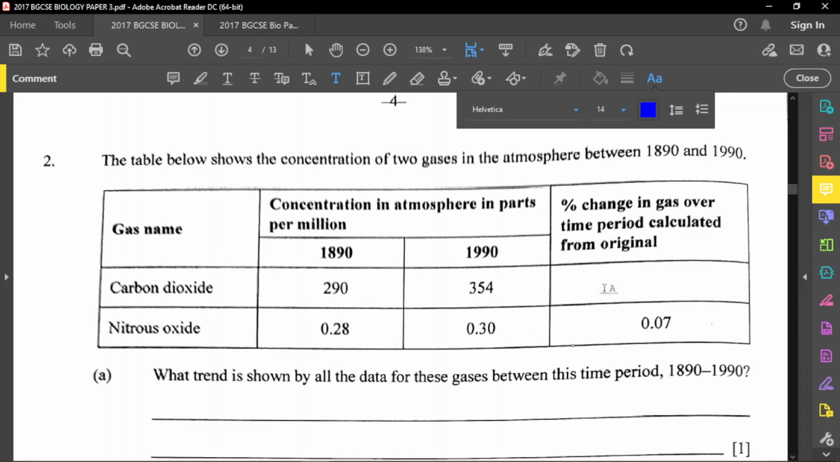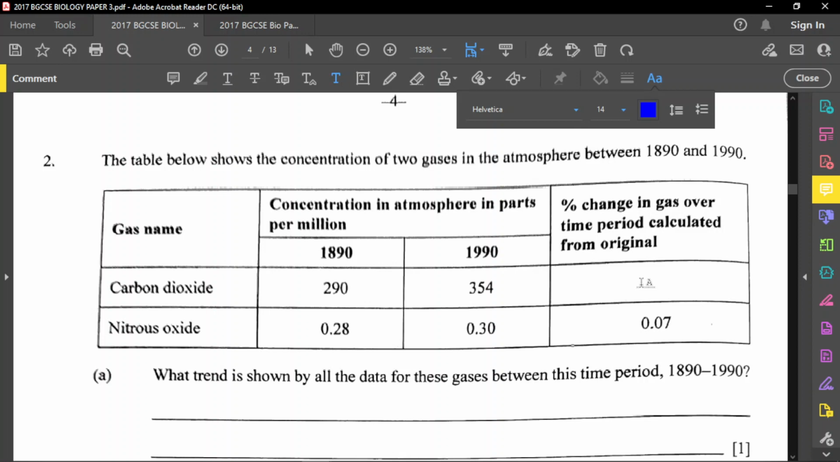And the percentage change of gas over the time period is calculated from the original. For nitrous oxide, we have 0.07. There's a missing section here for the carbon dioxide. So let's see if they ask us to calculate that. But more likely, though, we have to calculate that.